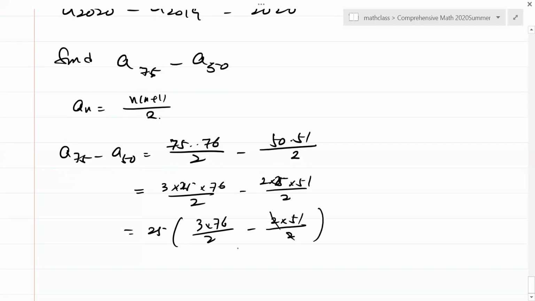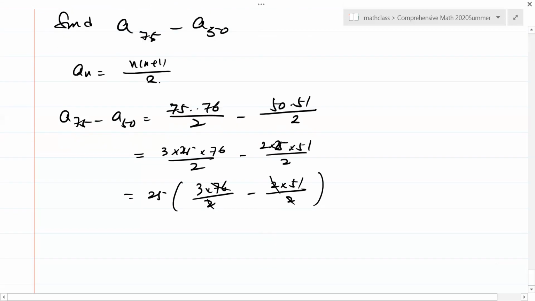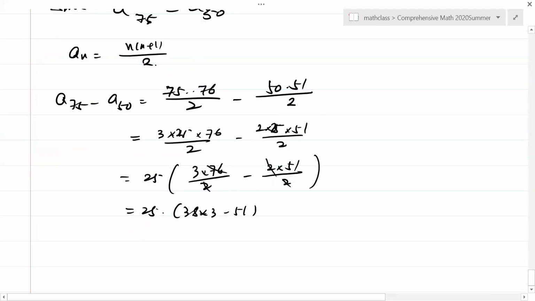So the 2 cancels out. 76 divided by 2 is 38, multiplied by 3, then minus 51. Then you calculate this. It's actually 38 times 3 minus 51, then times 25. It's going to be 1575.